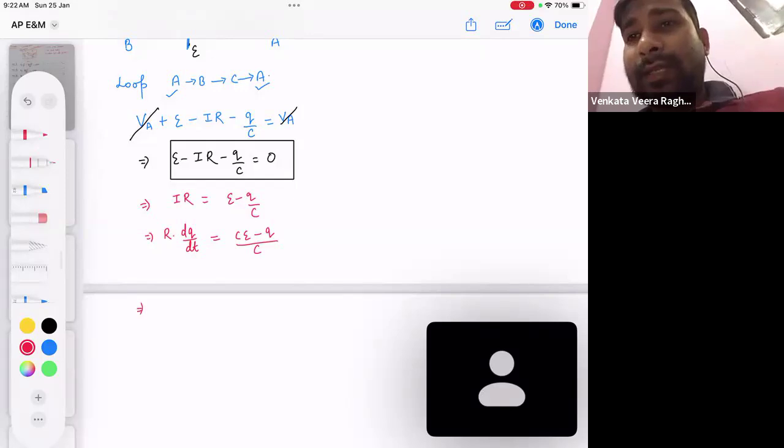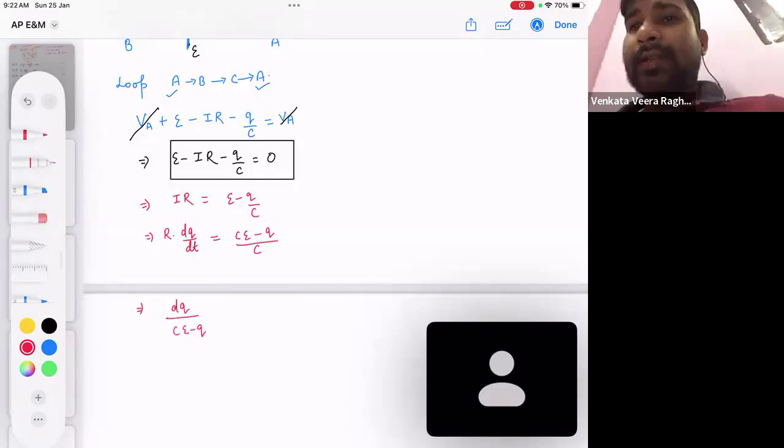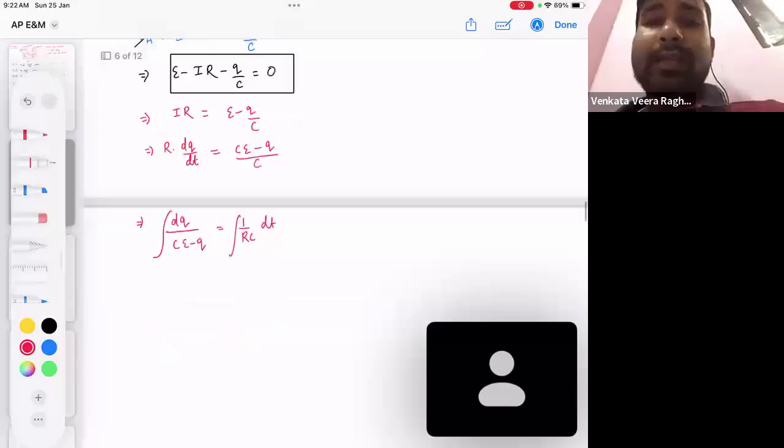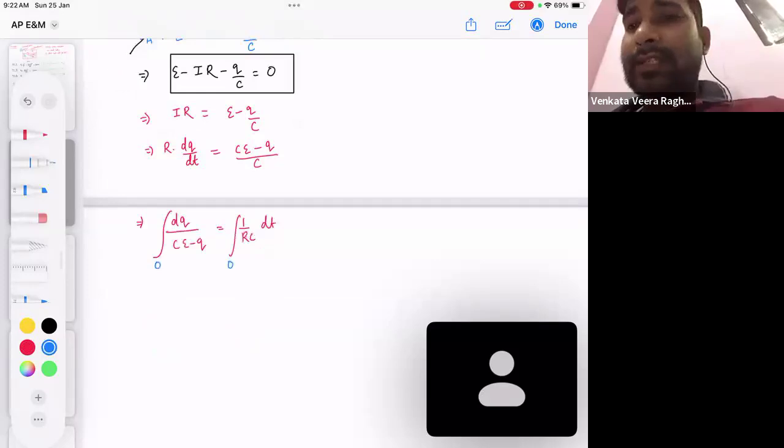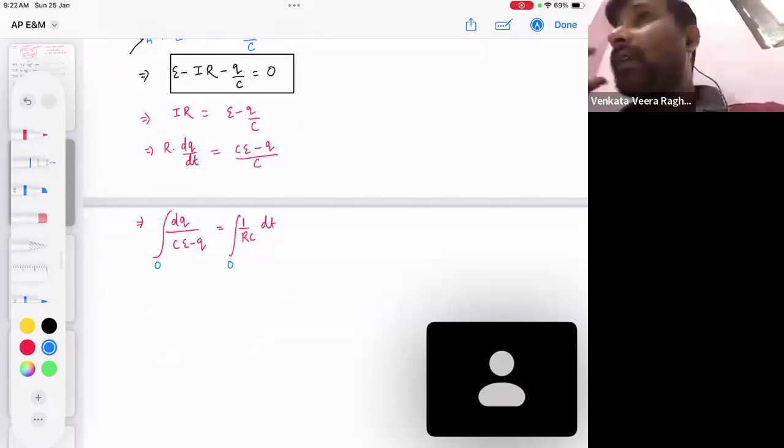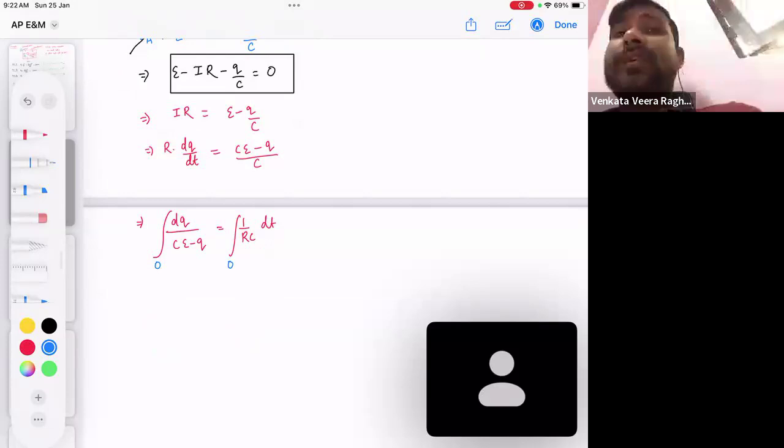So we are getting dq by CE minus Q. Q I am sending one side, time I am sending the other side, and we have RC and dt. Integrate it. Now tell me, in the integration, at t equal to 0, what is the charge on the capacitor? It is 0. The question said initially the capacitor was uncharged.